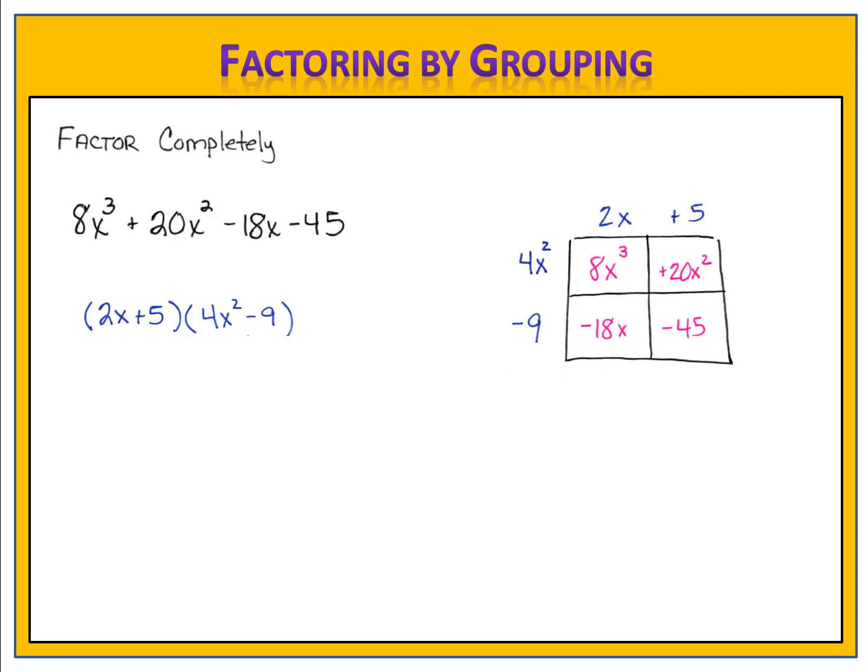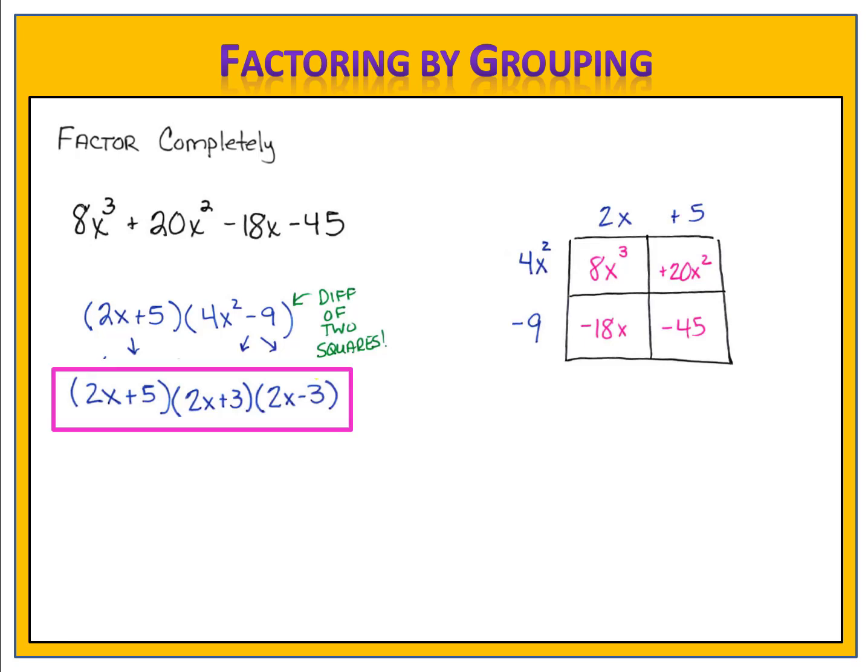second factor. We might think we're done, but then we realize that that second factor, 4x^2 - 9, is a difference of two perfect squares. That term can be factored again. 4x^2 - 9 factors to (2x + 3)(2x - 3). Don't forget we had 2x + 5 as another binomial. So factored completely, we have the result (2x + 5)(2x + 3)(2x - 3). We first factored by using grouping and then factored the difference of two perfect squares.